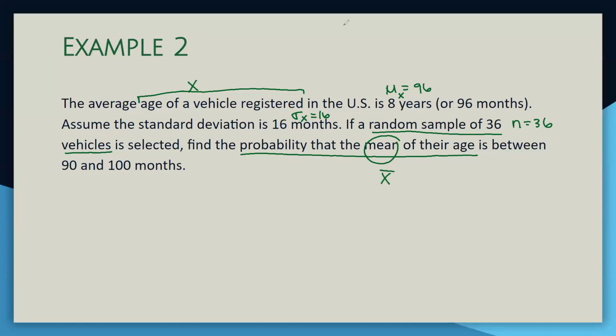So the two things that tell me that this is likely central limit theorem and not regular normal distribution: I'm explicitly asked about the probability of the mean, and I'm given a sample size. The other thing is that when they talk about X, I'm not given a distribution. They don't tell me if this is normally distributed, if it's uniform, if it's bimodal, if it's skewed. I know nothing about the distribution of ages of vehicles in the US. So all of those pieces together tell me that this is definitely a central limit theorem problem.